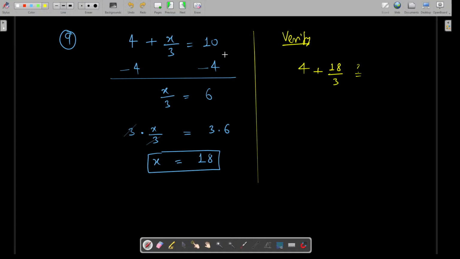Whether it equals what? 10. Okay, so this is 4 plus 18 divided by 3, which is 6. Whether it equals 10 or not, we can say 4 plus 6 is indeed 10. So 10 equals 10. That means this solution that we have right now is 100% correct.